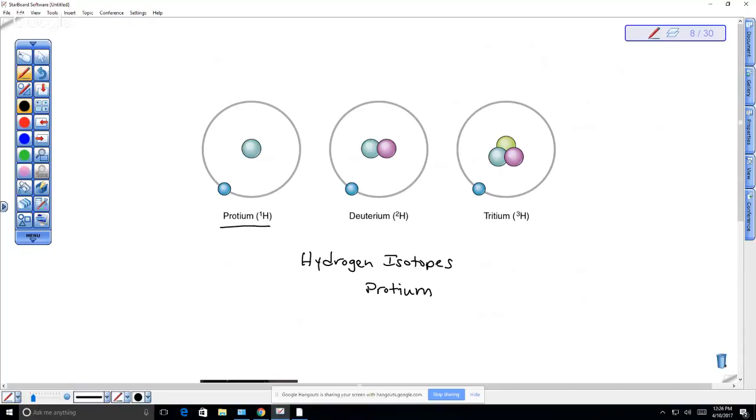But we can also produce what is sometimes referred to as heavy hydrogen. So deuterium and tritium are isotopes. Deuterium, deut means two, so that means that there would be two subatomic particles in the nucleus, so they have one proton and one neutron. And tritium means three, so that means that they have one proton and two neutrons. Okay? So protium is one, deuterium is another, and tritium is another.